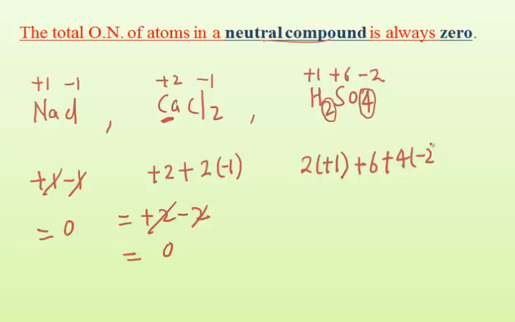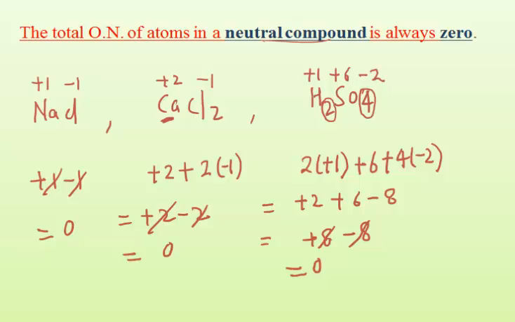Now we can do the calculation here. 2 times 1 is 2, we get +2, we have plus 6, and 4 times 2 is 8, we get minus 8. Plus 2 and plus 6 make plus 8, and on this side we have minus 8. Plus 8 minus 8 is equal to 0. Here we can say that the total oxidation number of atoms in sulfuric acid is 0.